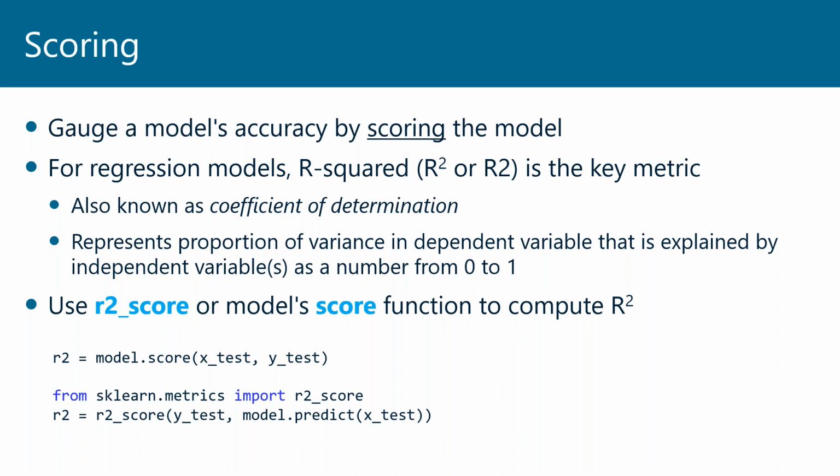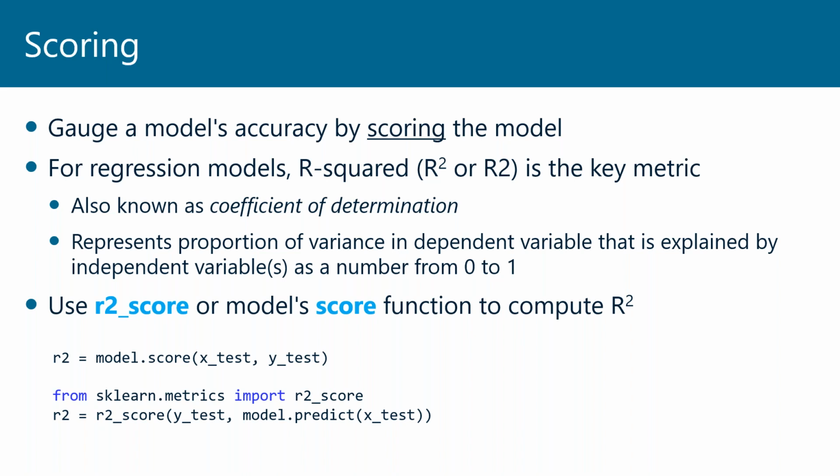Well, the answer is we don't know, because it's never enough just to train a machine learning model and make predictions with it as I did there. You always want to score the model because scoring tells you how accurate the model is. And if you find from scoring that the model is not very accurate, that's probably when you would go back and try a different learning algorithm, something other than linear regression, for example, that might better fit the data.